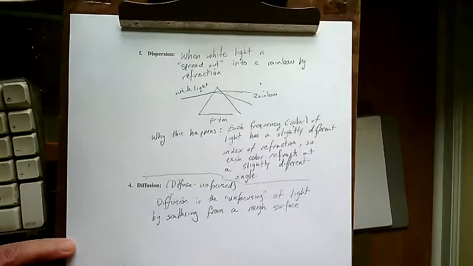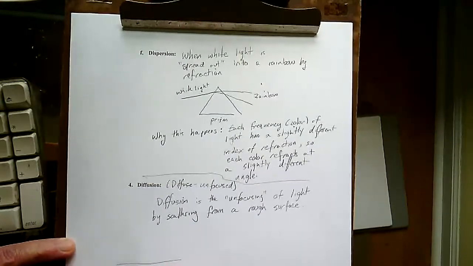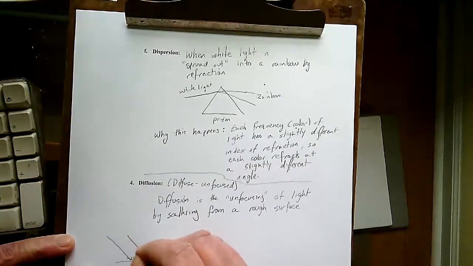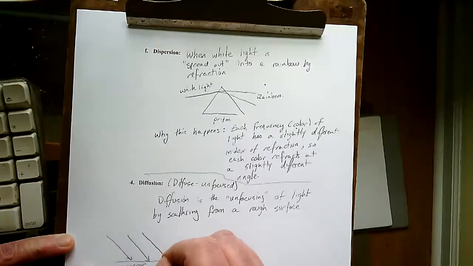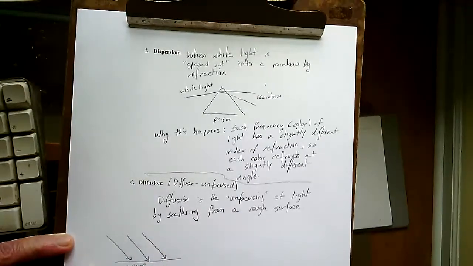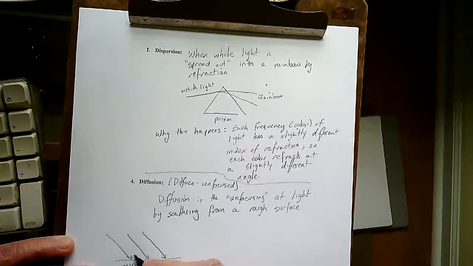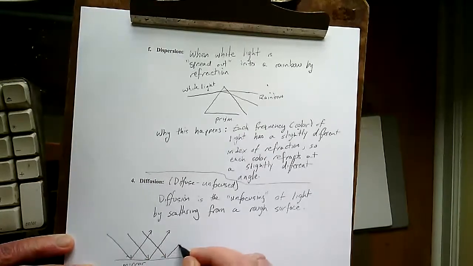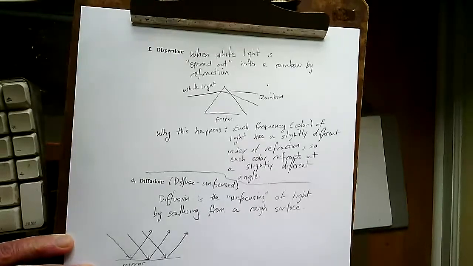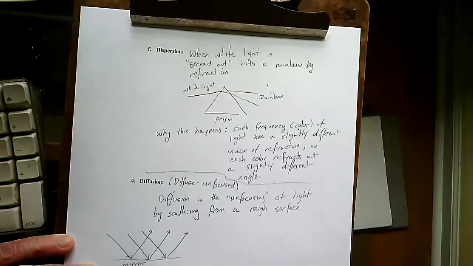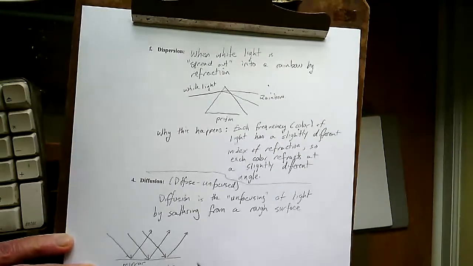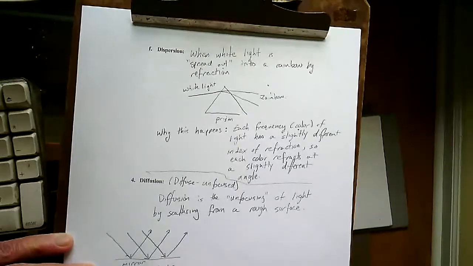So if I have a mirror, and I have parallel light coming in like this, because the angle of incidence equals the angle of reflection, these are all going to bounce off at the same angle, and they come out nice and parallel like this. And this is called a regular reflection. All right, and an image will form.